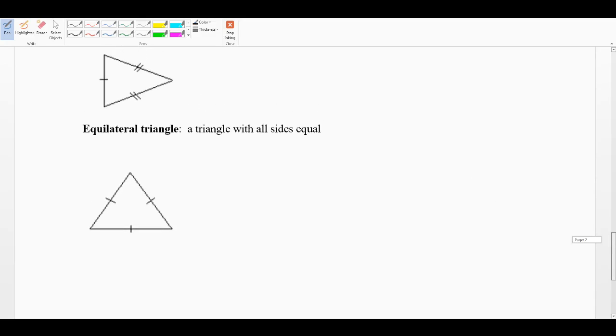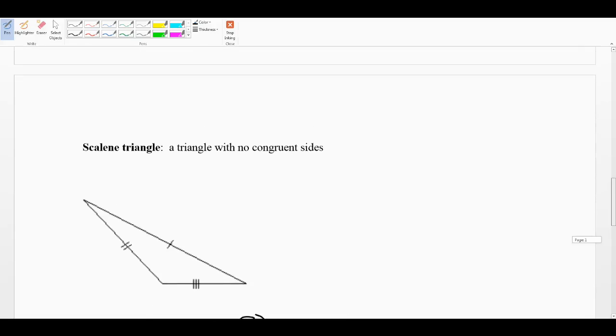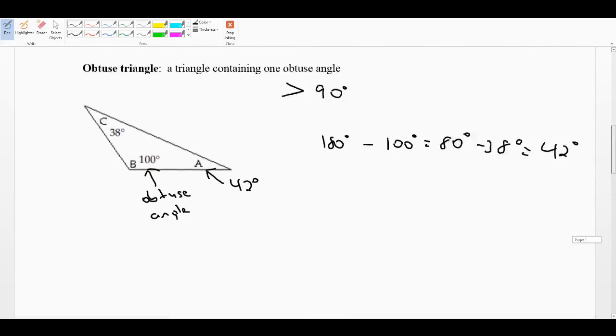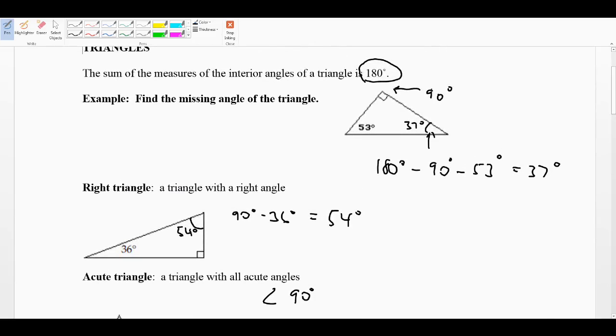And so equilateral, isosceles, and scalene refer to the sides. Obtuse, right, and acute refer to the angles. So these are definitions that you want to become familiar with. And the most important thing is that if you take the interior angles of a triangle, take their measures and add them up, you will always get 180 degrees.